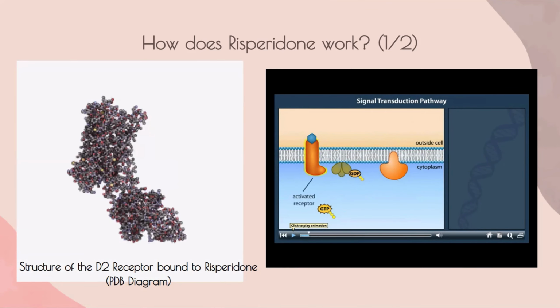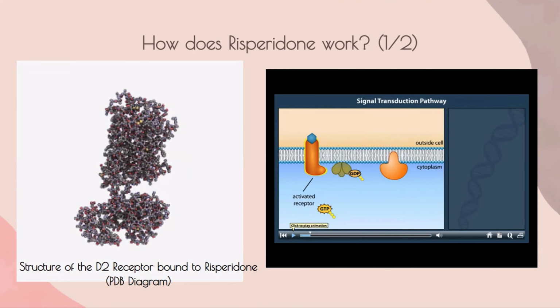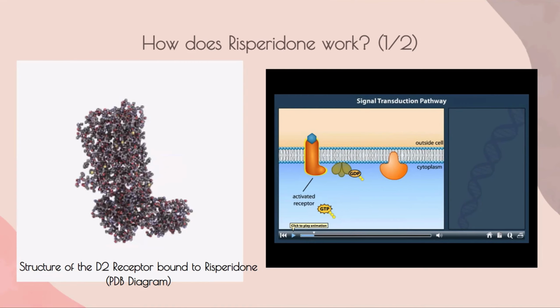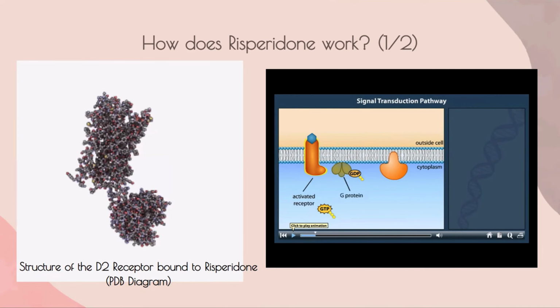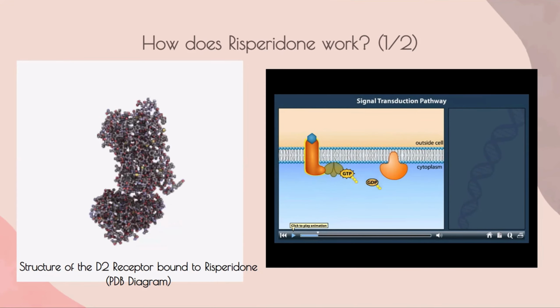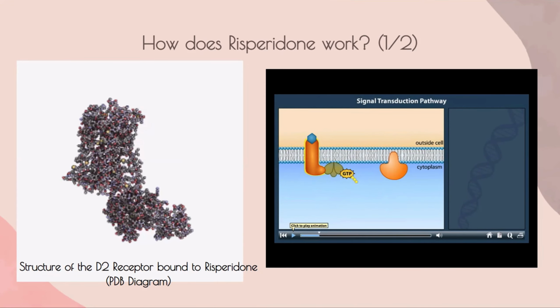So a little bit on how risperidone works. First, risperidone binds to the D2 receptor in a signal transduction pathway as shown on the left. This binding activates the G protein in the next part of the pathway, as seen in the animation on the right. These G proteins are composed of alpha, beta, and gamma subunits, but we're most concerned about the alpha subunit.